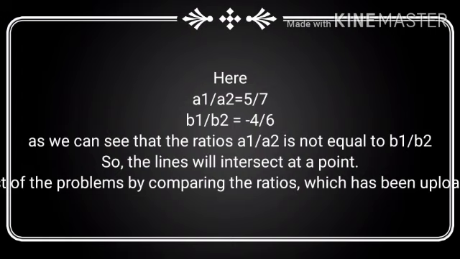As we can easily see, these ratios are not equal, and we know that if a1 by a2 is not equal to b1 by b2, then graphically we can say that the given pair of linear equations will intersect at a point. The rest of the problems of question number 2 can easily be solved by comparing the ratios.